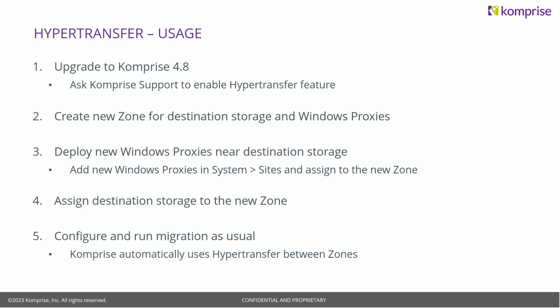Then you create your new zone for your destination storage and the proxies that you'll put there. Deploy that proxy and assign it to the new zone. Assign your storage to that new zone, and then configure and run your migration as usual. Automatically under the covers, Komprise will use Hypertransfer to really turbocharge and accelerate your WAN migration.